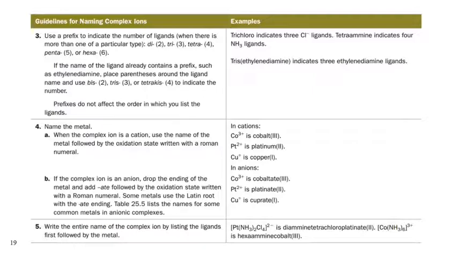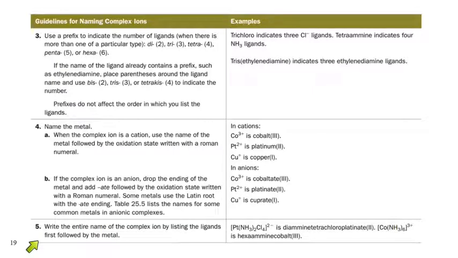The good news about this chapter is the exam is a take-home exam. So you don't really have to memorize all of this stuff. You just have to be able to look it up and do it.